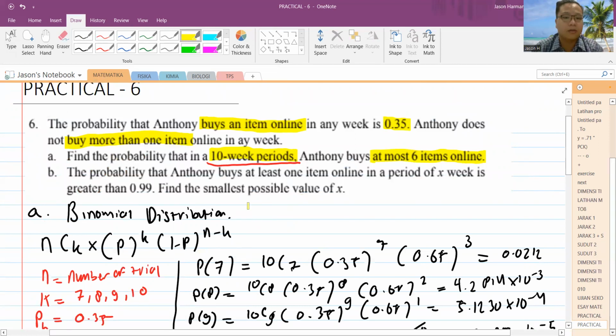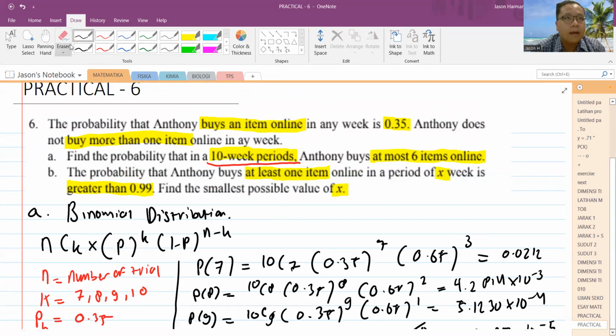A lot simpler actually, because it's shorter. The probability that Anthony buys at least one item online in a period of X weeks is greater than 0.99. Find the smallest possible value of X. So we are finding the X, which is the period, in what span of time Anthony will have a chance of buying more than one item of 0.99.